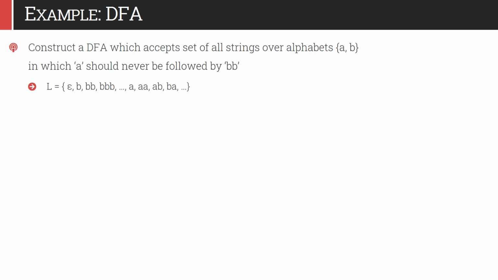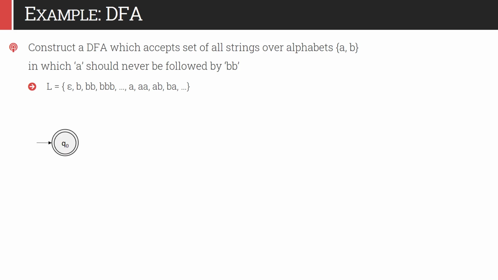So we can have a string epsilon present in it, 1b, 2b, 3b, or we can have 1a, 2a, 3a, 4a, anything. Any combination of a and b is also possible. A could follow b, b could follow a. The only thing is that after a, there should not be 2 b's. So let us start constructing the DFA for the minimum length string, which is epsilon.